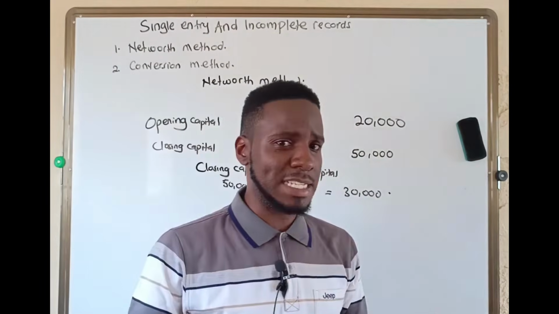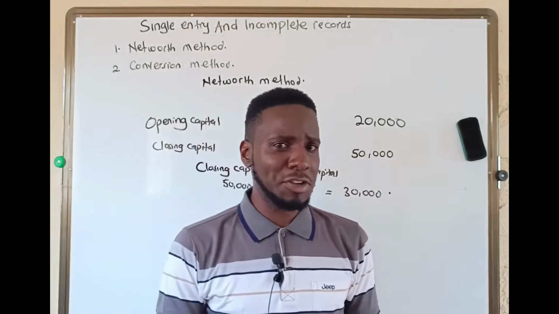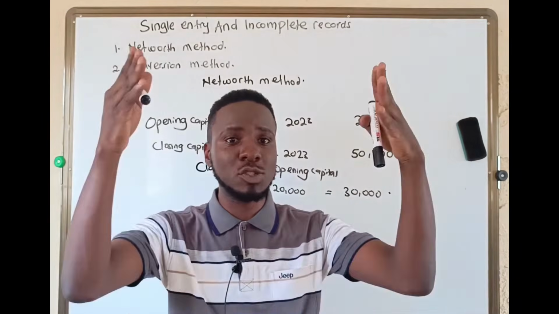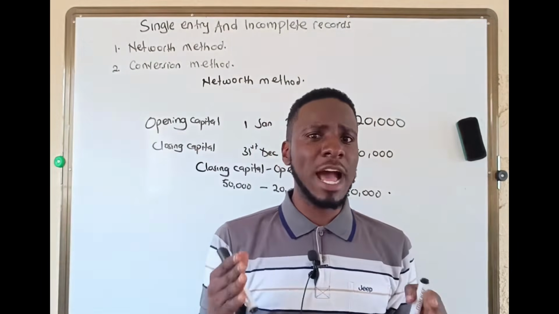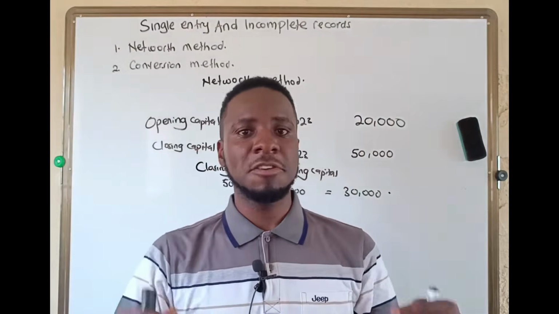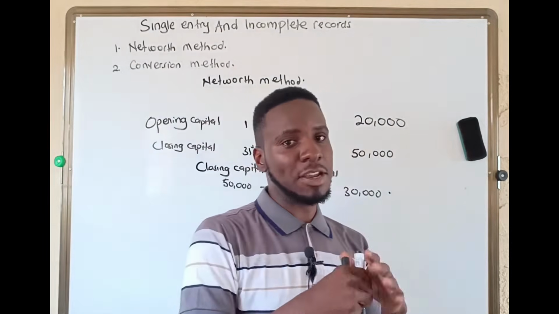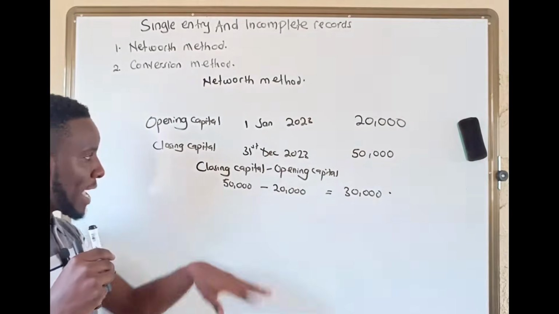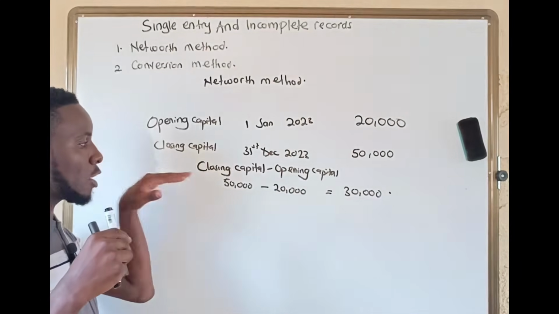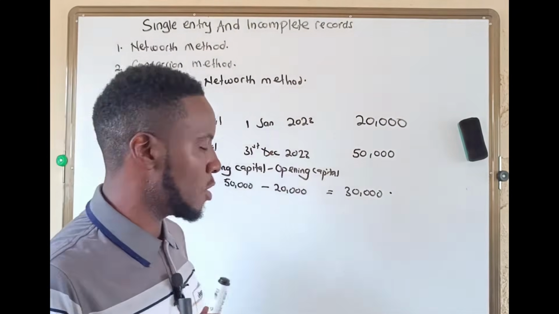Remember, these are businesses that do not operate on the double entry system. It means they do not even extract a trial balance. So you do not have adequate information for you to prepare the final account. So we are going to compare the capitals: the closing capital against the opening capital.